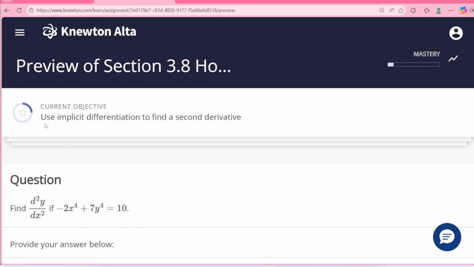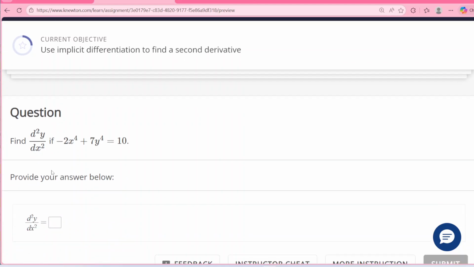All right, so back to that one where we're asked to use implicit differentiation to find the second derivative. So notice again, the 2's here, the second derivative, y double prime. So this is pretty similar. It's just, instead of an ellipse, we've got 4th powers here. This will still be pretty similar to what we saw in the very first problem from this objective in this video.